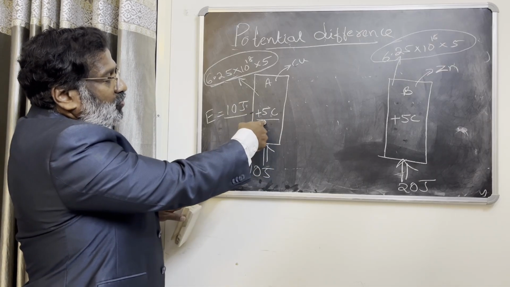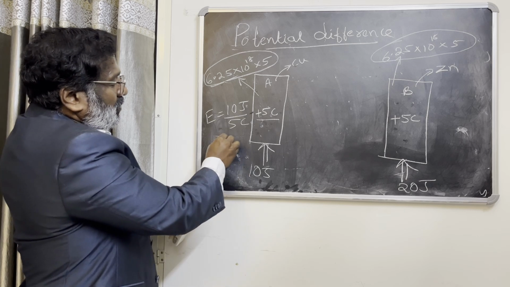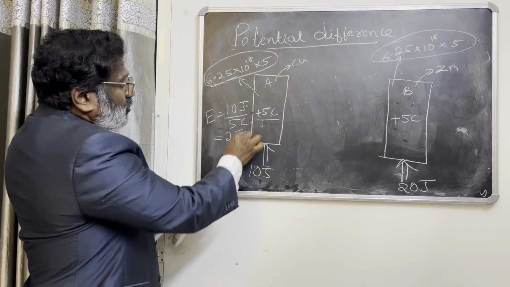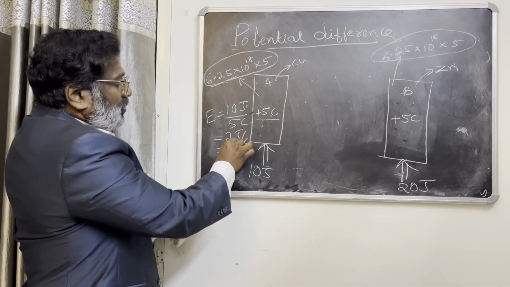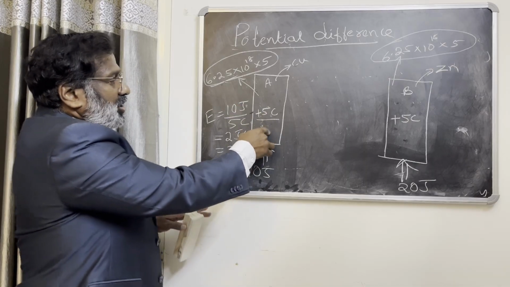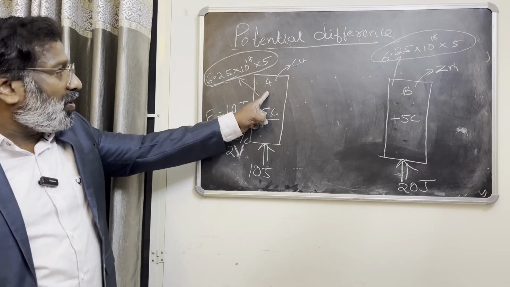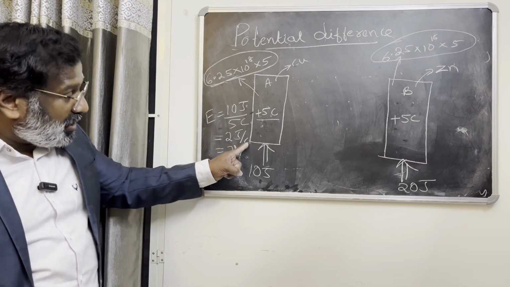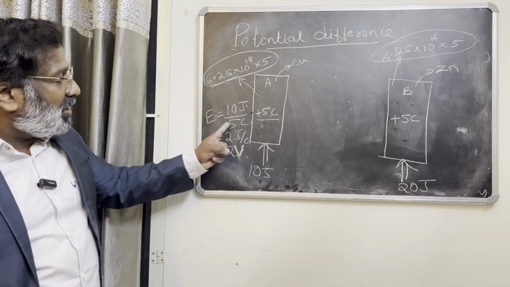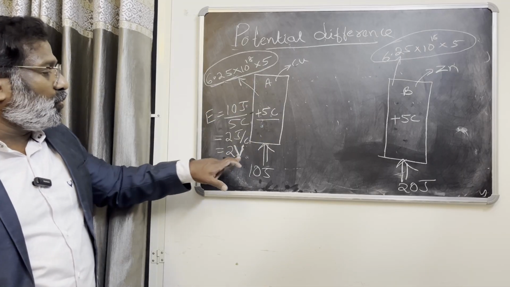Using 10 joules, I have charged it to 5 Coulomb. So, 2 joules per Coulomb, which is 2 volts. Joules per Coulomb is also called volts. 2 volt is the electric potential here. So, each Coulomb of charge in body A is having 2 joules of energy. That is the meaning. Or the electric potential here is 2 volt.